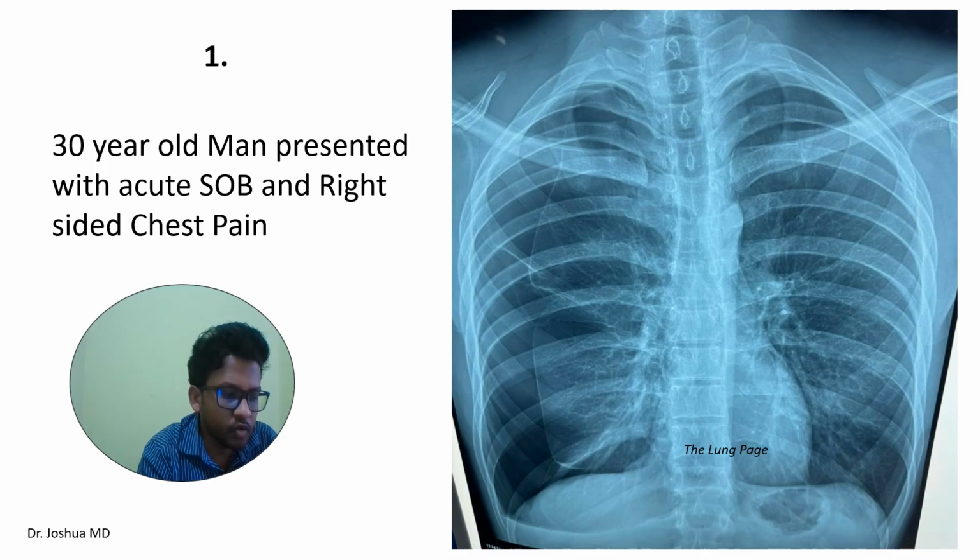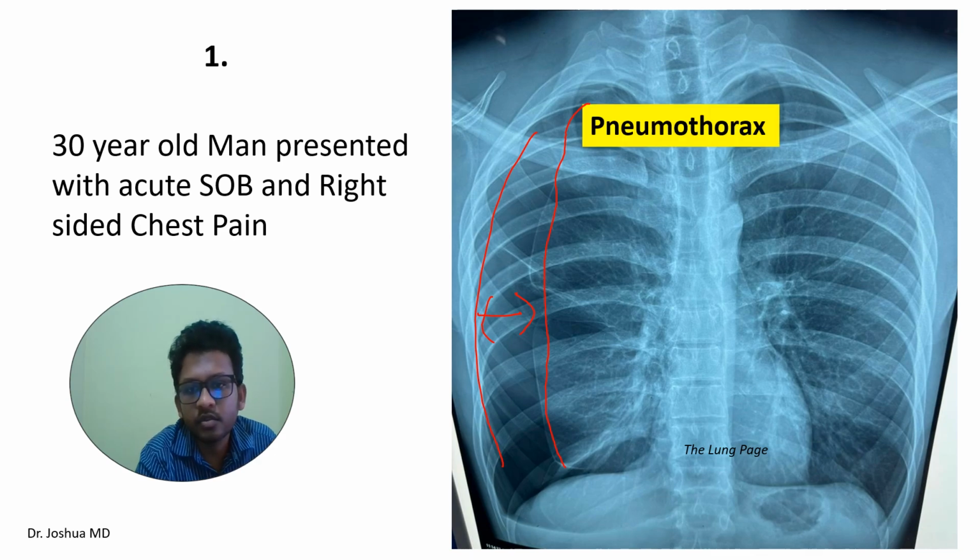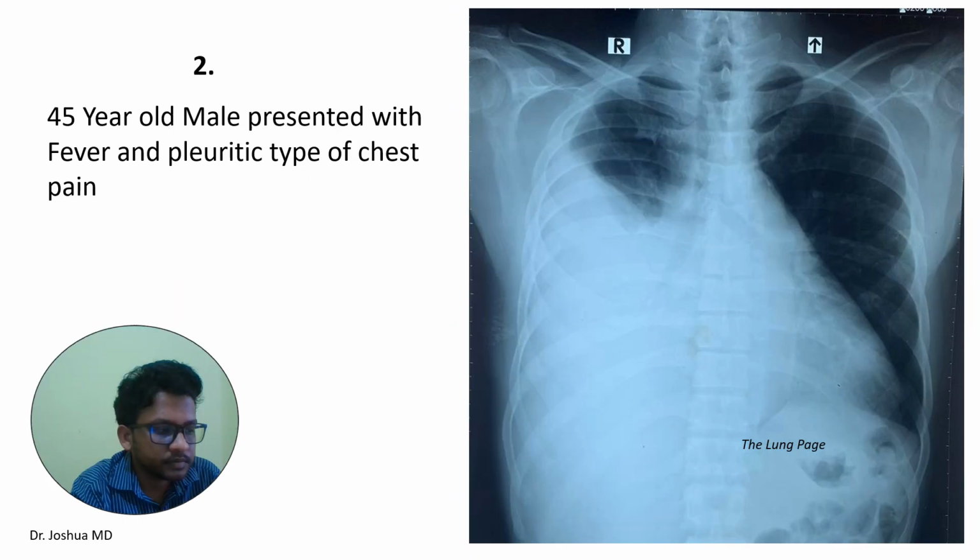Here everything is normal, and you can see here the lung is separated from the thoracic wall. Okay. So what is your diagnosis for this? This is called pneumothorax. Okay. So we will move to the next question.